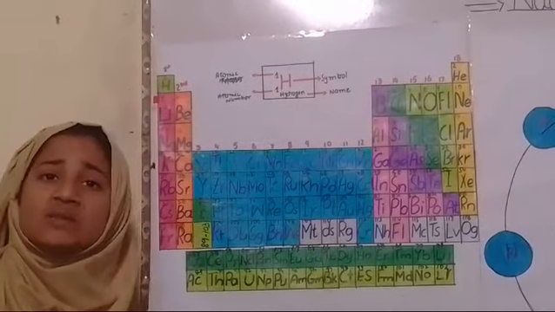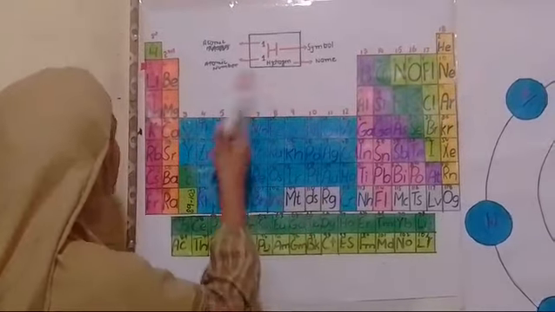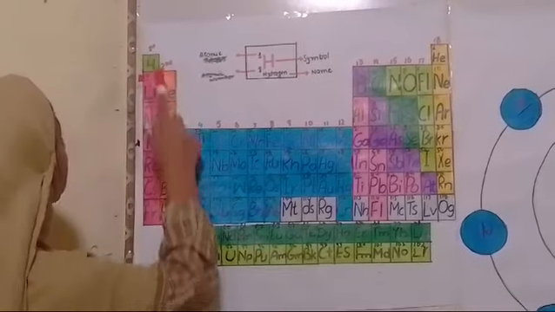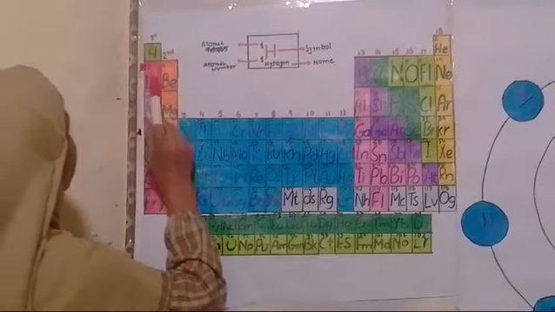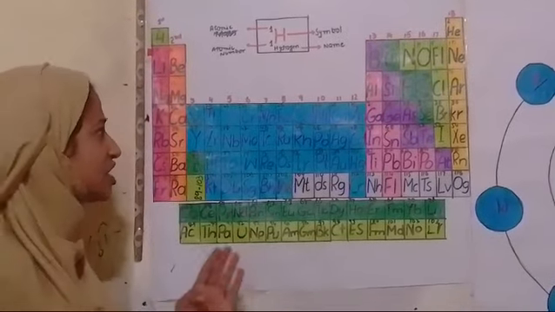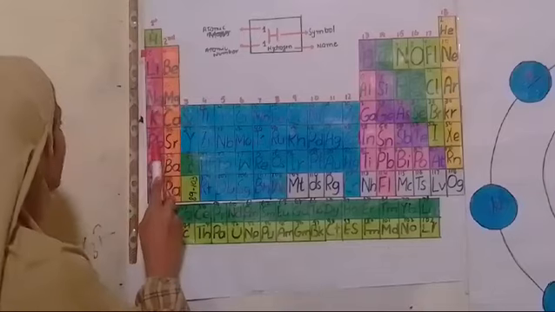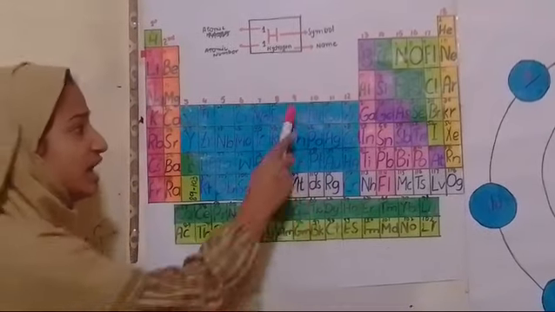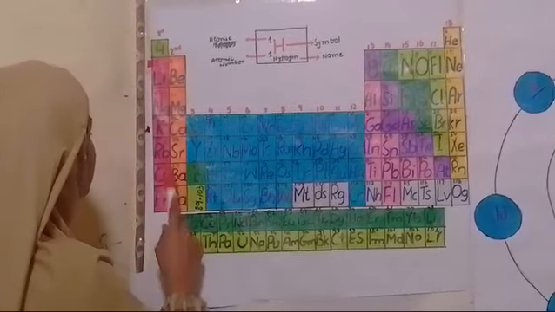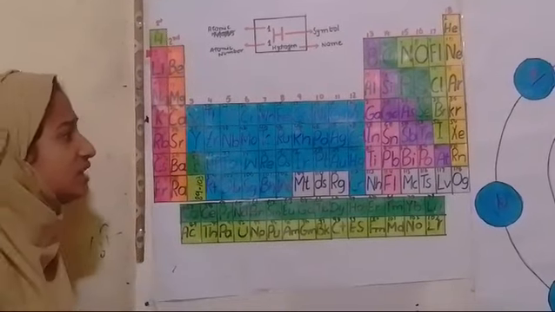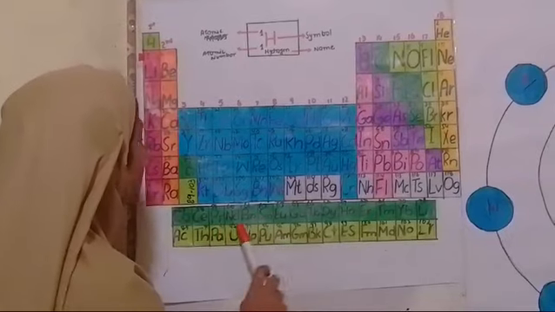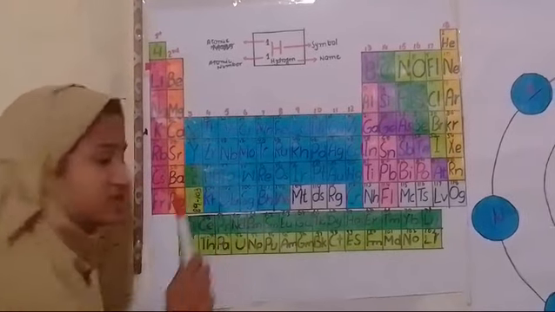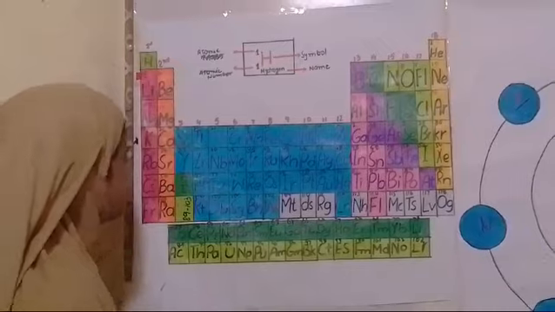There are 7 periods in the table. The first period contains only 2 elements. The second and third periods contain 8 elements. The 4th and 5th periods contain 18 elements. The 6th and 7th periods contain 32 elements. The series shown separately also belongs to the 6th and 7th periods.